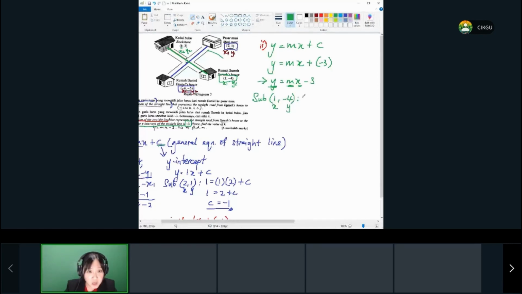So -4, y being -4, equals m, we don't know, it's okay, leave it first. M we don't know, but x is 1, then -3. Simplify the equation: m times 1 is m, -3. There we go. Balancing the equation, you can solve already. +3 over here, m equals -1. Ta-da.